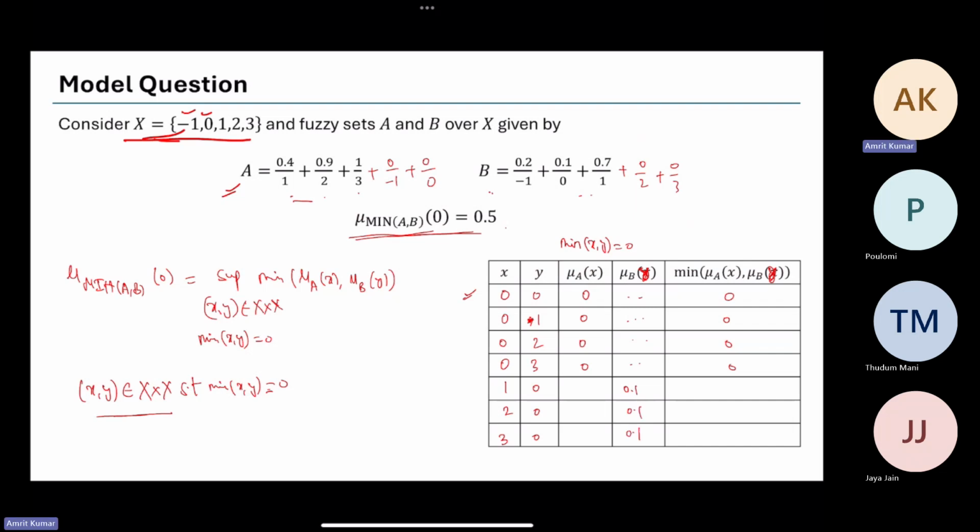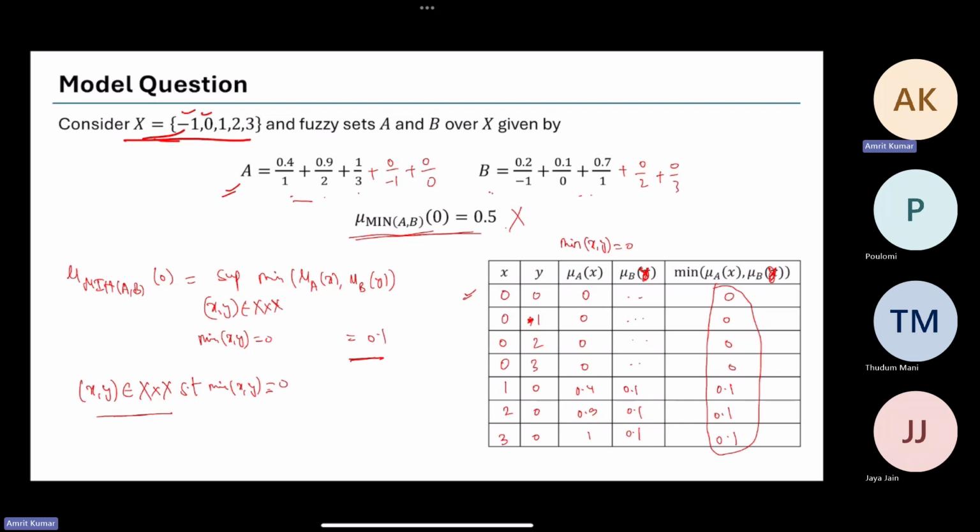And what is the membership function of 1 in A? It is 0.4, 0.9, and 1. So we'll simply take the minimum. And then we'll take the maximum of this column, which is 0.1. This becomes 0.1. Therefore, this option is wrong because it says that the membership of 0 in minimum of A comma B is 0.5, but it turns out that it is 0.1.